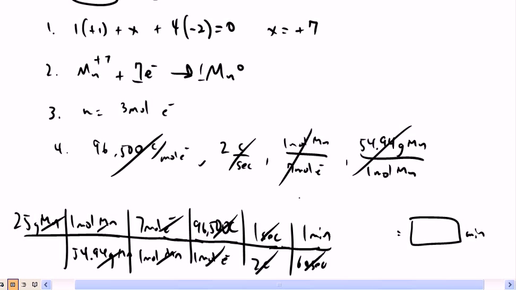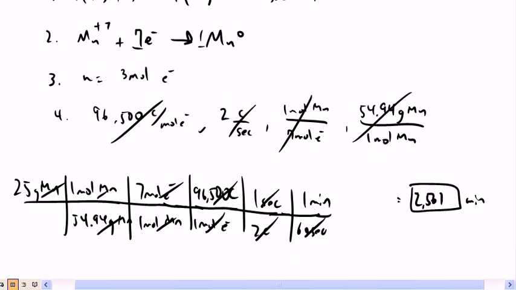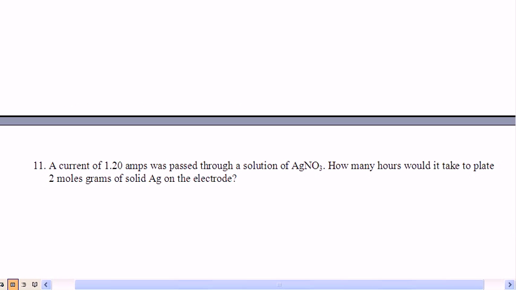So let's do out this calculation. We get 25. You're going to divide that by 54.94. And then you're going to multiply that by 7. You're going to multiply that by 96500. You're going to divide that by 2. And you're going to divide that by 60. And you get 2,561 minutes. A ridiculous answer because I made up this question off the top of my head. Sorry about that. Alright, number 11.